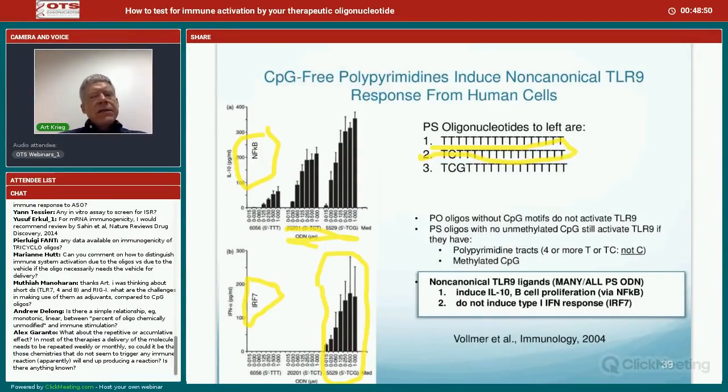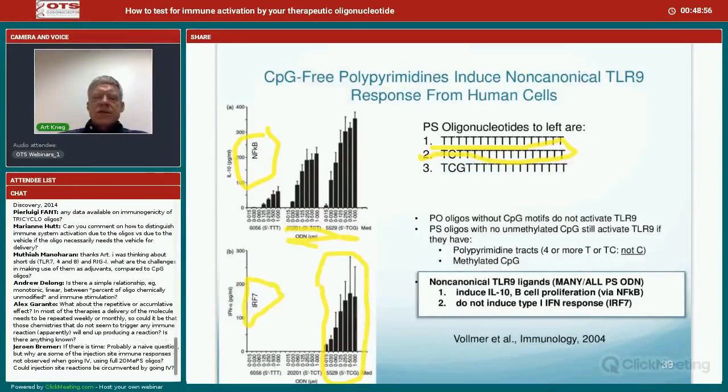You know, the TCTs, those are stimulatory effects that come up again and again in people's toxic sequences. And I think it's probably because of this non-canonical activation of TLR9, which is not that widely appreciated still. So I think these sequences are sequences that people have to be more aware of.